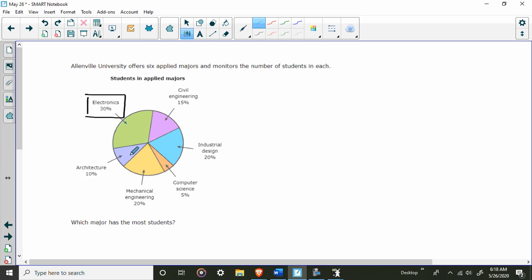Just be careful, like if they ask you to compare these two parts of the pie chart right here, just always double check the numbers if you can. Okay.